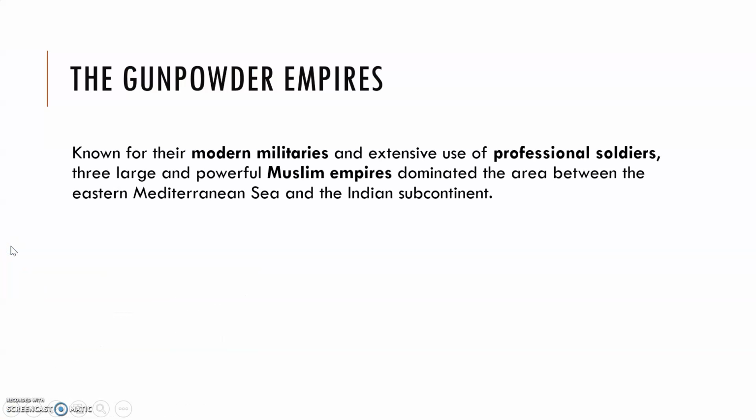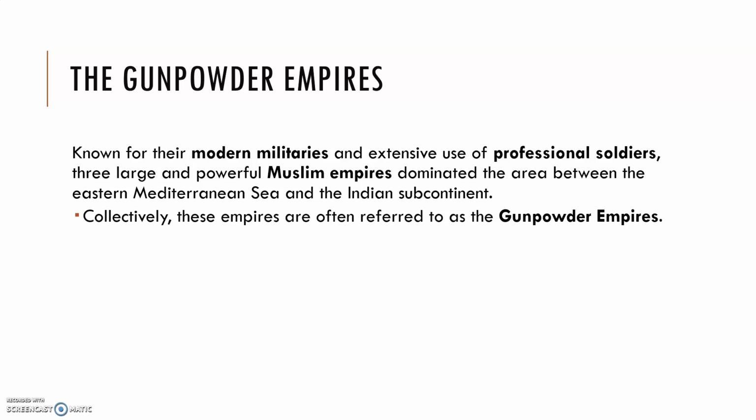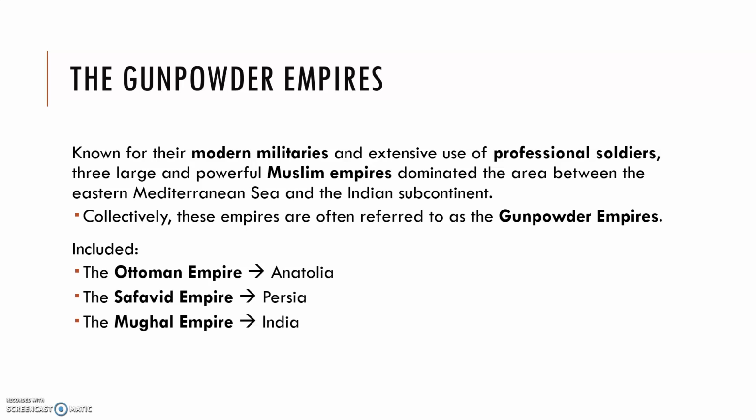So the Gunpowder Empires are well known and called that because they are militaristic. They have a modern military, modern for the 16th to 18th centuries, that is. They used professional soldiers. They didn't conscript soldiers. People rose through the ranks. And they were all Muslim. Now, collectively, these areas are called the Gunpowder Empires, and they include, like I said, the Ottoman, the Safavid, and the Mughal. So I'm going to go through each one, and I'm going to start closest to Western Europe, and then we'll end with India.